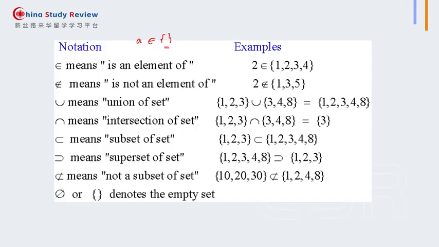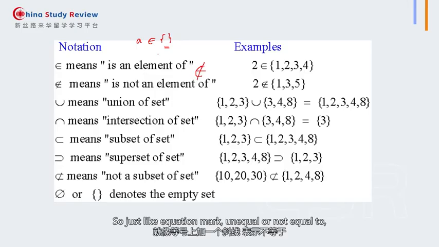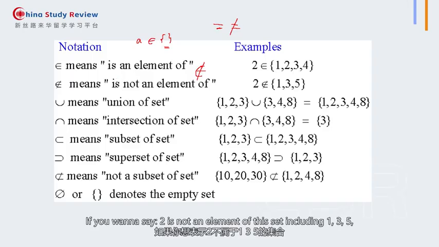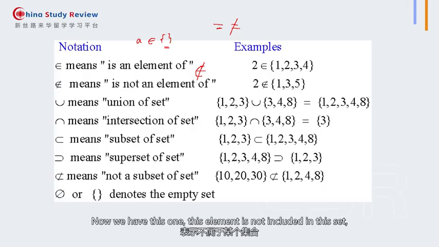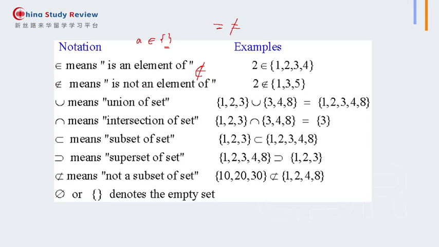It's "an element of." And on the opposite, we have the same mark with a bar on it. Just like the equal mark, and then unequal, or not equal to, is this mark with a bar, the same thing happens here. If you want to say 2 is not an element of this set, including 1, 3, 5, then you just write the previous notation mark, but with a bar on it. So it happens when this element is not included in this set. We say that this element is not an element of the set.